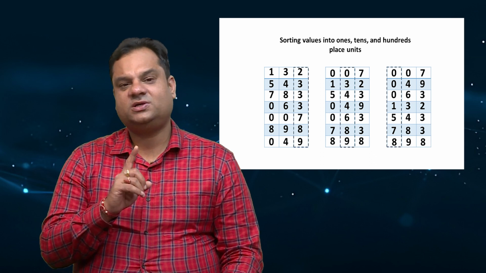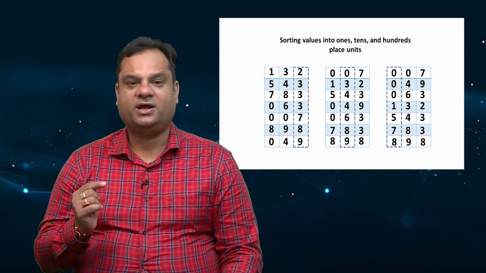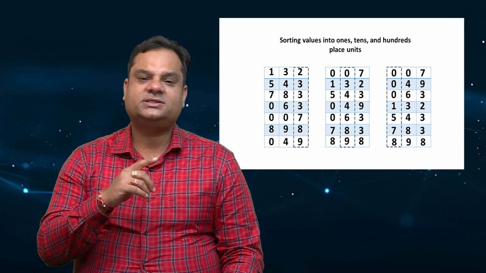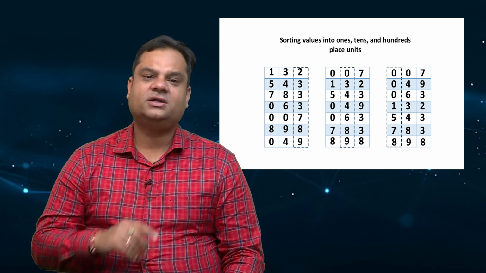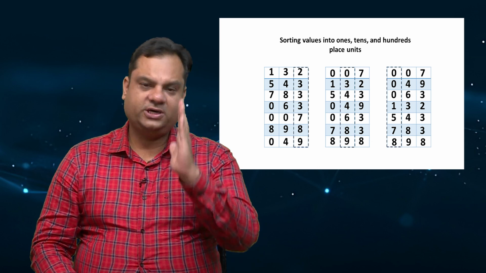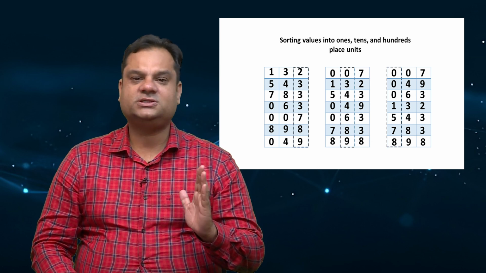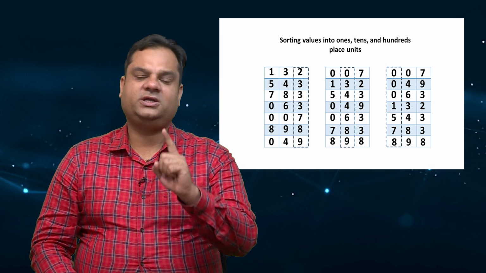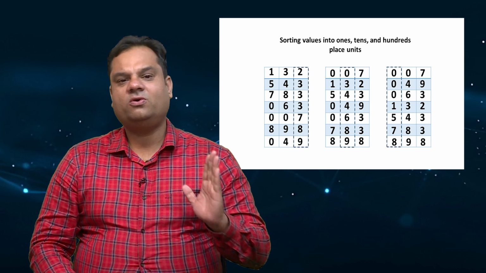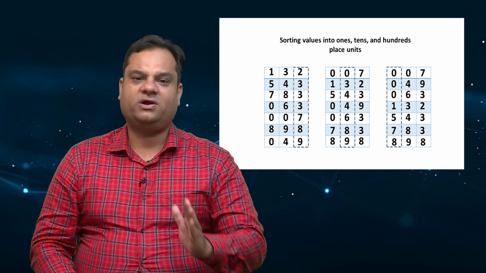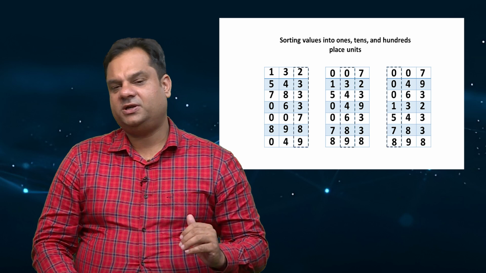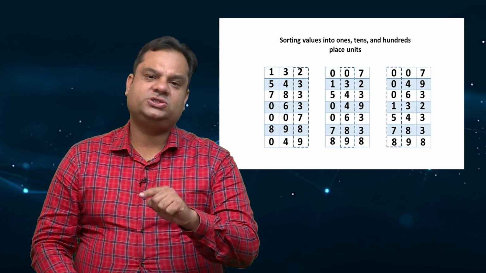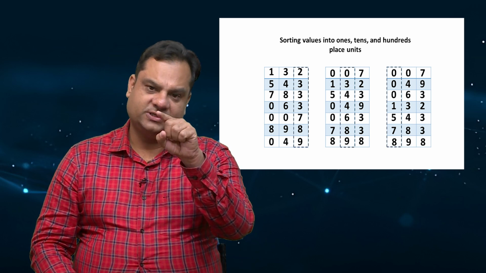So in the first table you rearrange your data according to the ones place values. Once you have completed the ones place, you have sorted your data at the ones place position. Now go for the second table. Here you focus on the tens place data. Don't go for the ones place or the hundreds place. Again rearrange your data as per the tens place order.